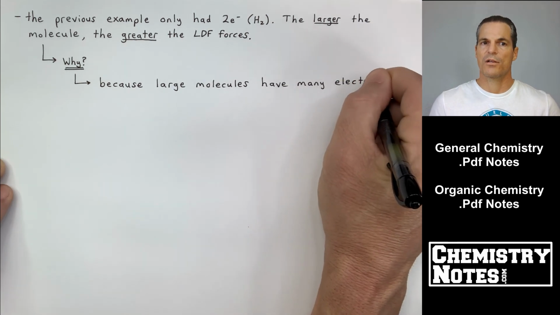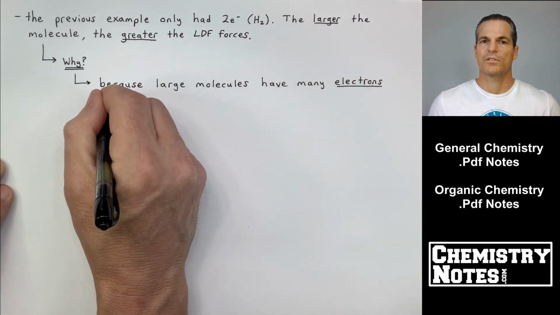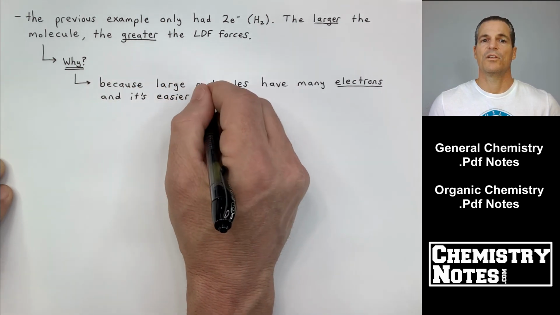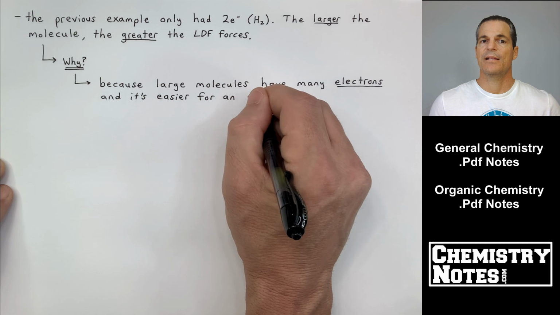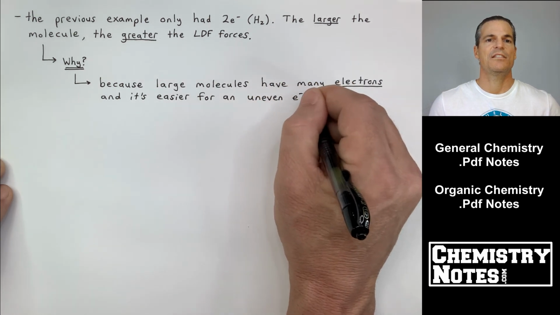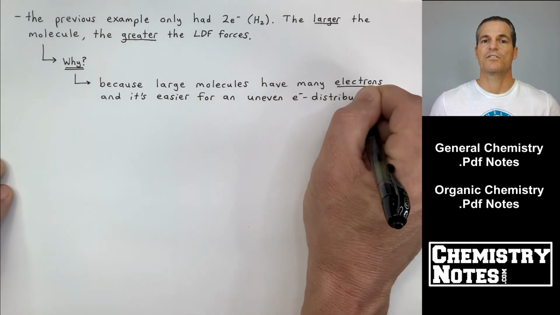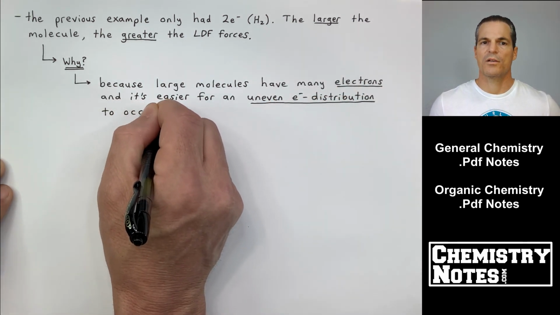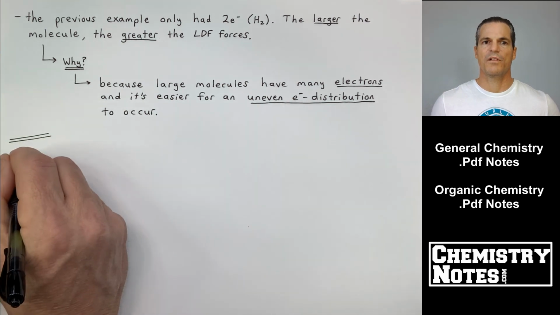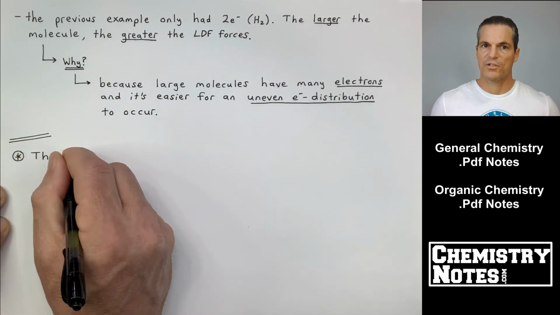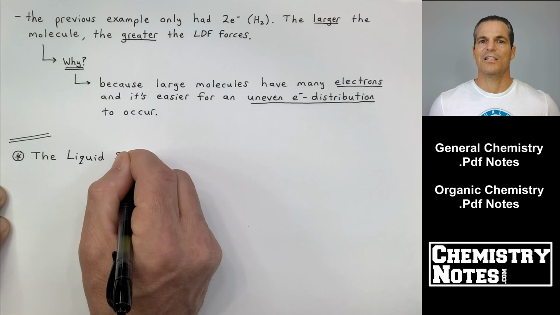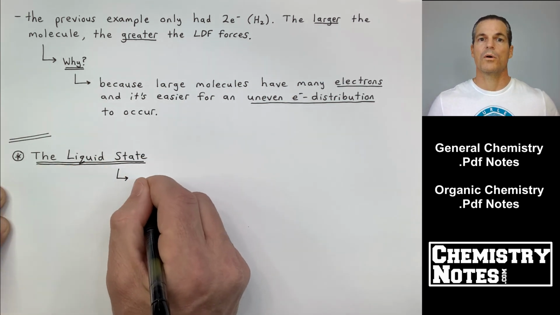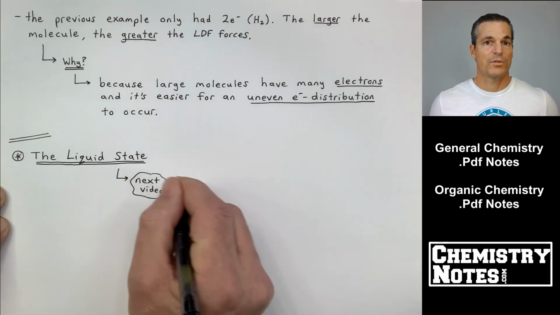The larger the molecule, the greater the LDF forces. Why? And I've underlined why. Well, because large molecules have many electrons, and it's easier for an uneven distribution of electrons. Okay, so the larger the molecule, the larger the number of electrons. The larger the number of electrons, the easier it is to get an uneven distribution to occur. In other words, it's much easier for a quote-unquote instantaneous dipole to occur.